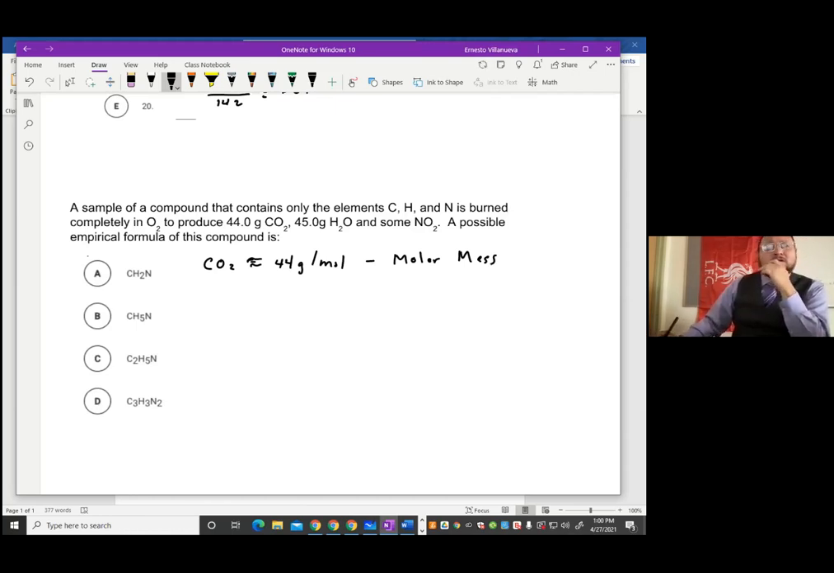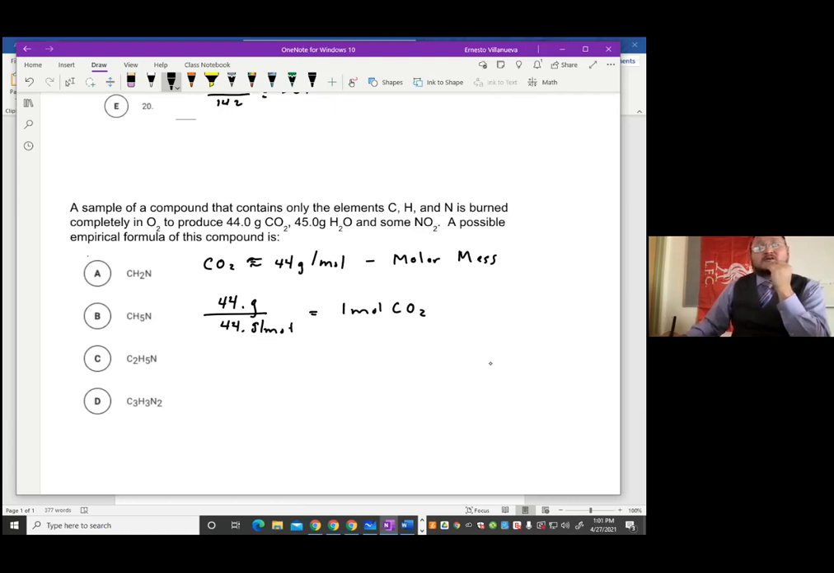Okay, so carbon dioxide has an approximate molar mass of 44, right? 12 plus 32 is 44. So if I have 44 grams of CO2 and my molar mass is 44 grams per mole, then you're going to end up with about 1 mole of CO2. Remember, you can't use a calculator, so they're going to give you numbers that you can just divide like this. Simple.